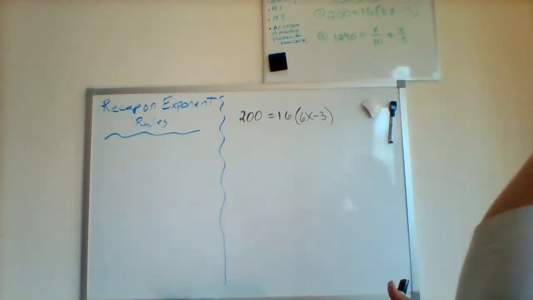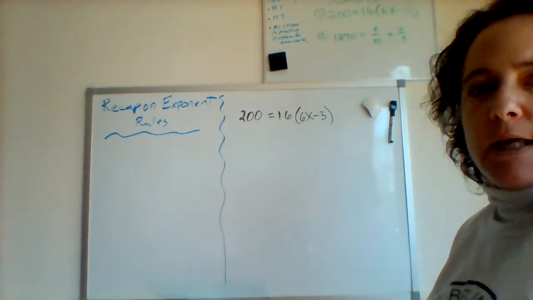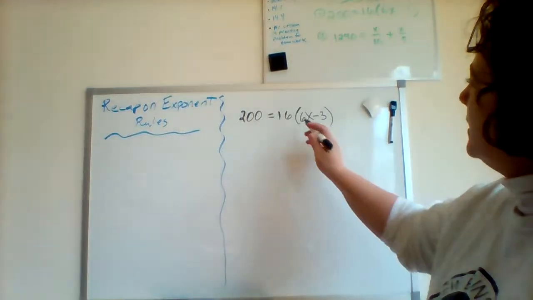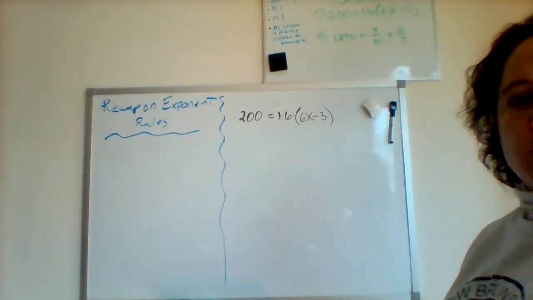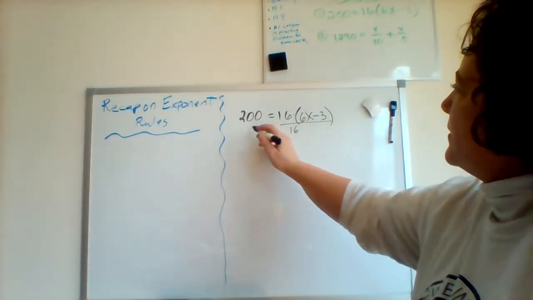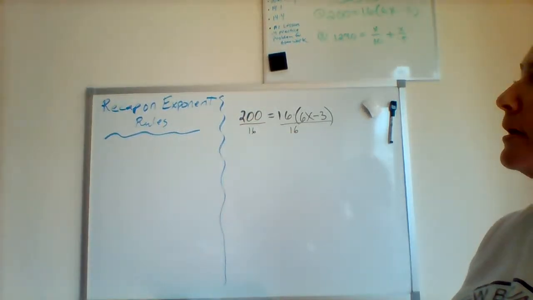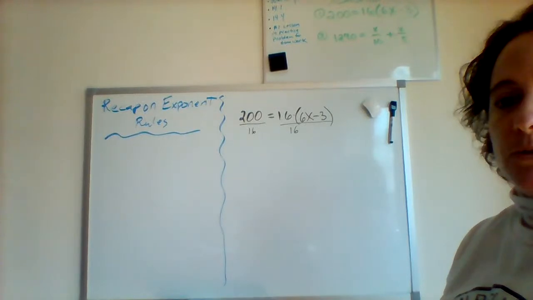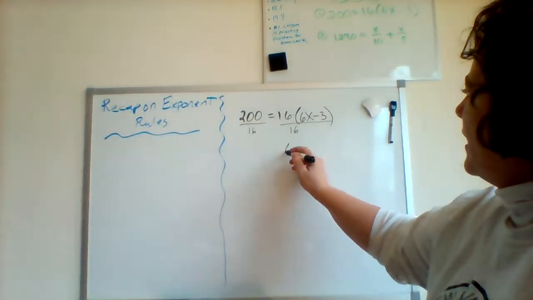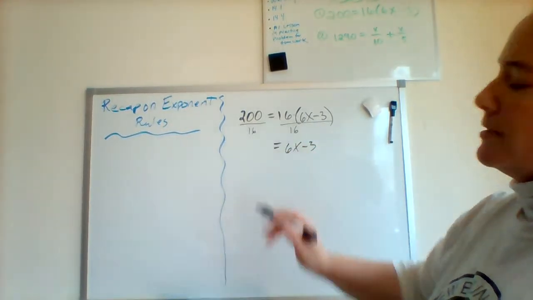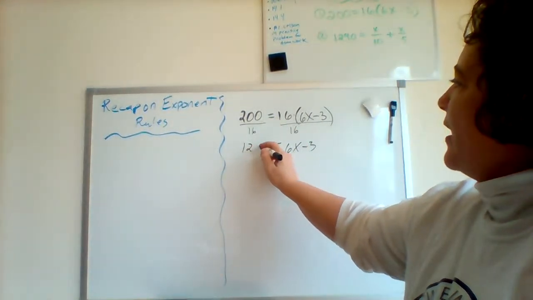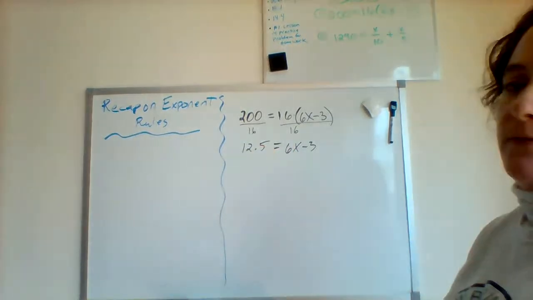Now, what I want you to start looking at, I want you to start really analyzing these problems. The way you could have also started this is technically, since these two are connected by multiplication, you can start off just by dividing everything by 16. I could divide by 16 there, and I can divide by 16 there. And if you do that, 16 divided by 16 is 1. So you have 6x minus 3 is equal to, and if you do 200 divided by 16, you should get 12.5. If you don't get 12.5, let me know.